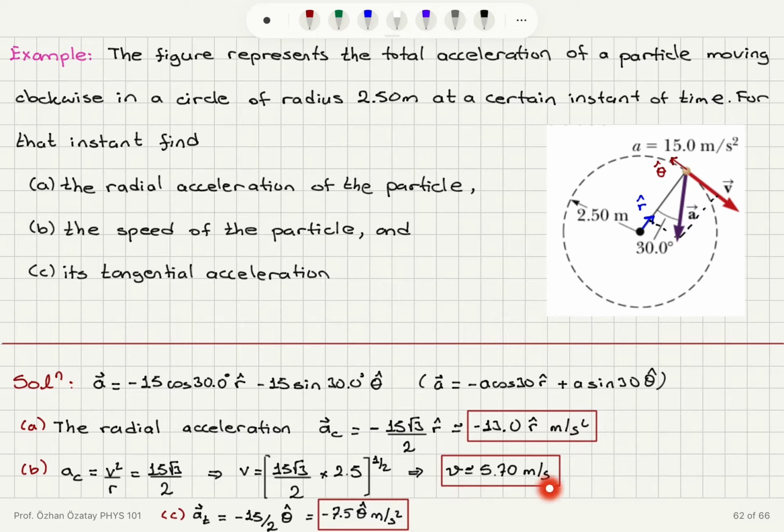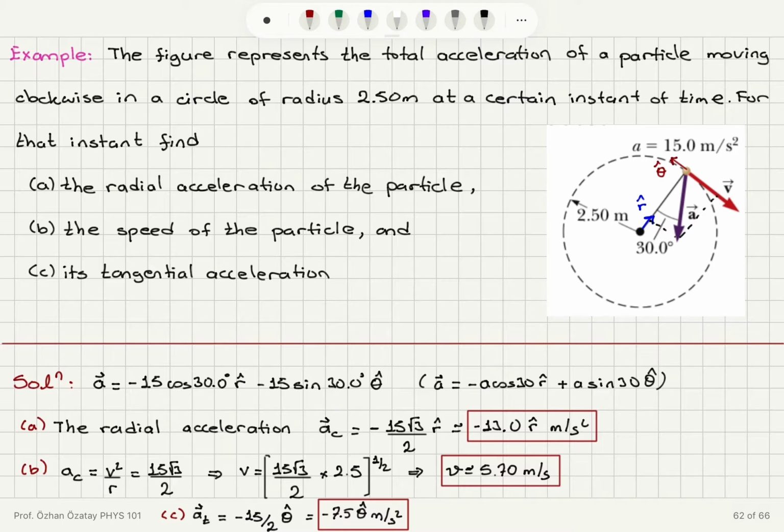Once again, this is not a constant of the motion anymore. And for the tangential acceleration, we have to look at minus 15 sine 30, which is minus 7.5 theta hat, in meters per second squared. So we can determine these quantities at that instant in time for the motion of this particle.